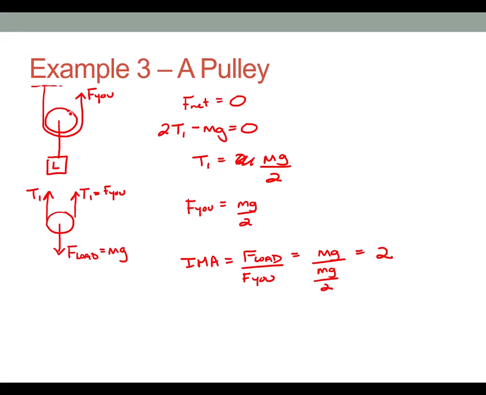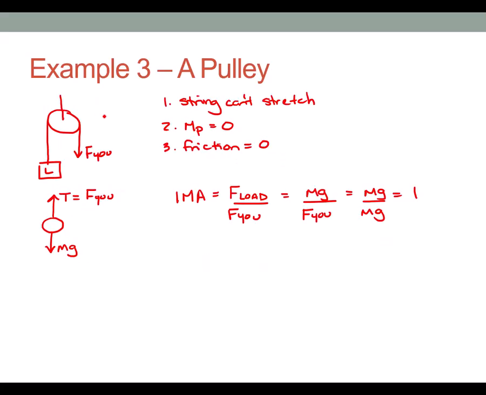Okay, now notice this number 2. And notice up here that we have 2 ropes supporting the load, supporting what's going on here, going into this pulley system. And notice on the previous one that there was only 1, and we got a mechanical advantage of 1.